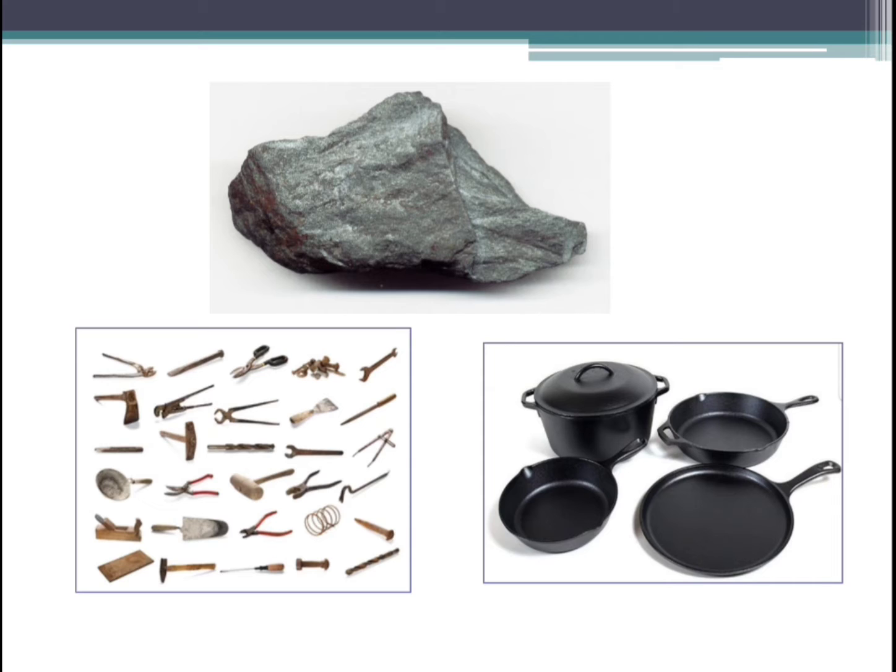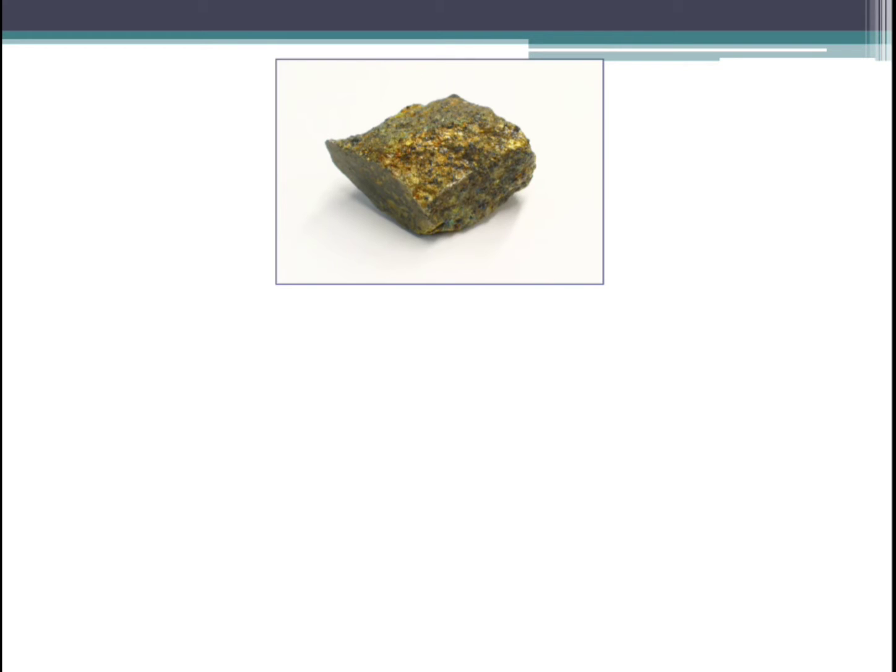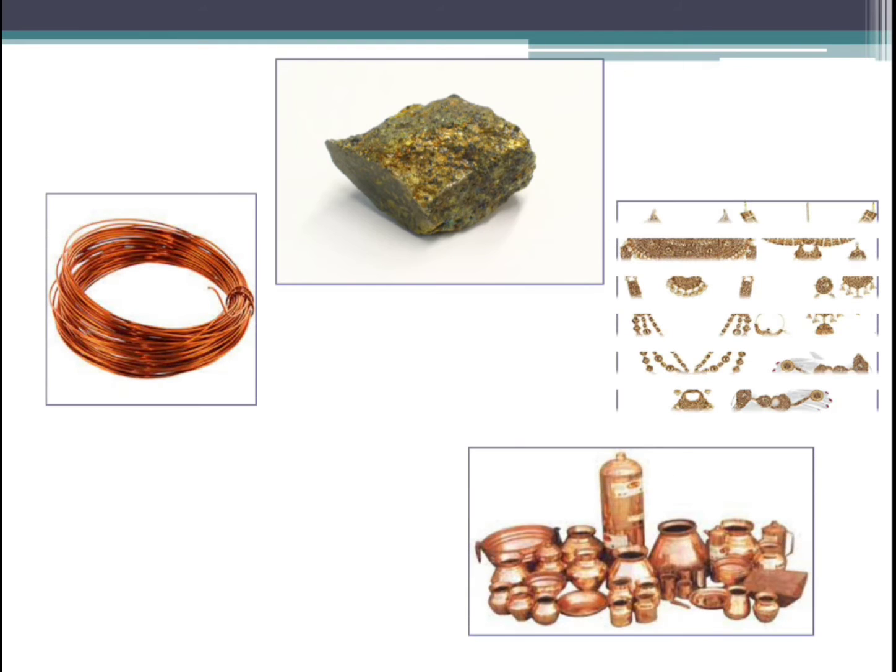Next you have copper ore. So this is your copper ore, and from this copper is extracted. That means these are naturally occurring, and from them the mineral is extracted. From iron ore, iron and steel are extracted. From copper ore, copper is extracted, and this copper is used to make wires.